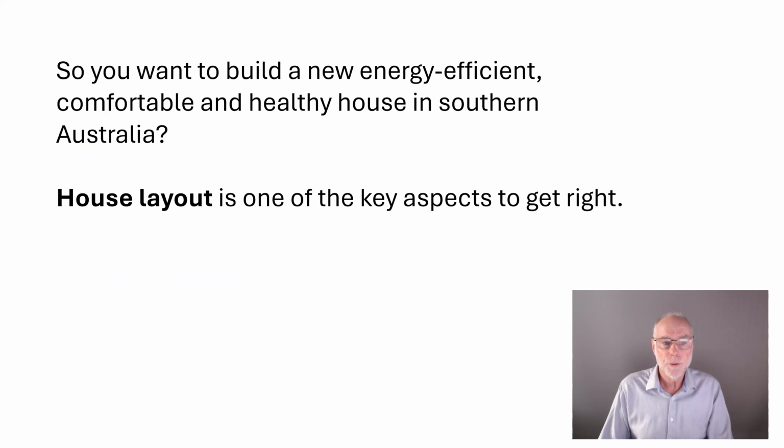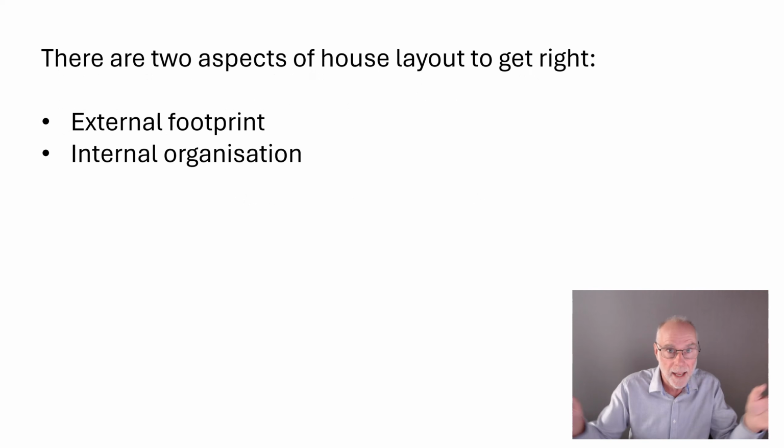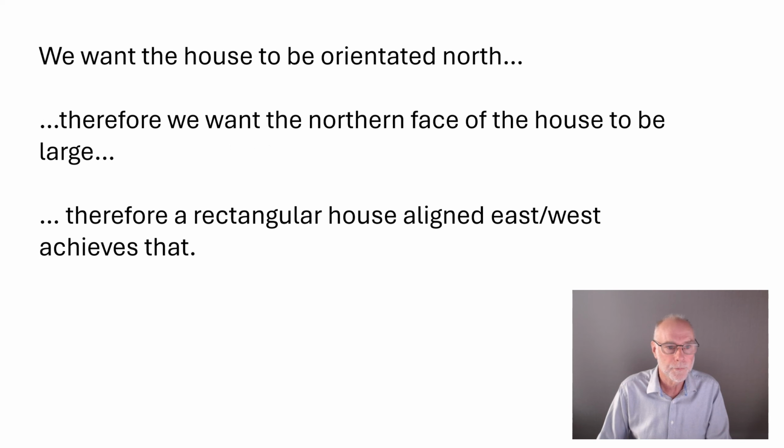So you want to build a new energy efficient, comfortable and healthy house in Southern Australia? Well, house layout is one of those key aspects to get right, and it's one of the things to think about from the very beginning of the design process. There are two aspects. One is external footprint, the shape of the house when you look down on it, and the second is internal organisation, where rooms with different functions go within that house envelope. Let's start with external footprint.